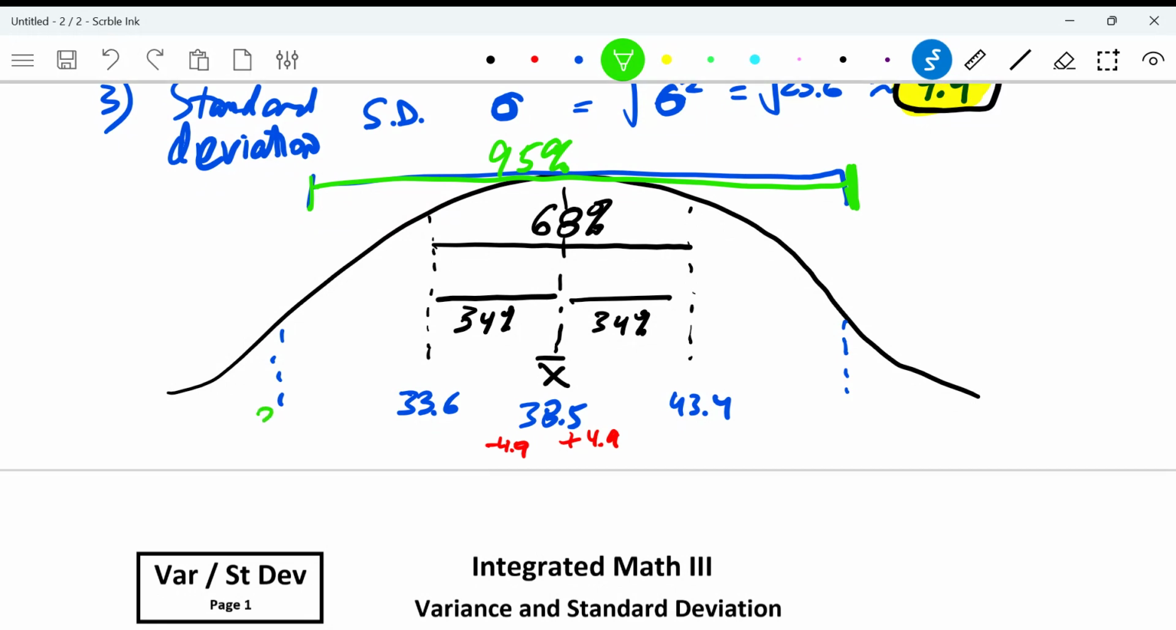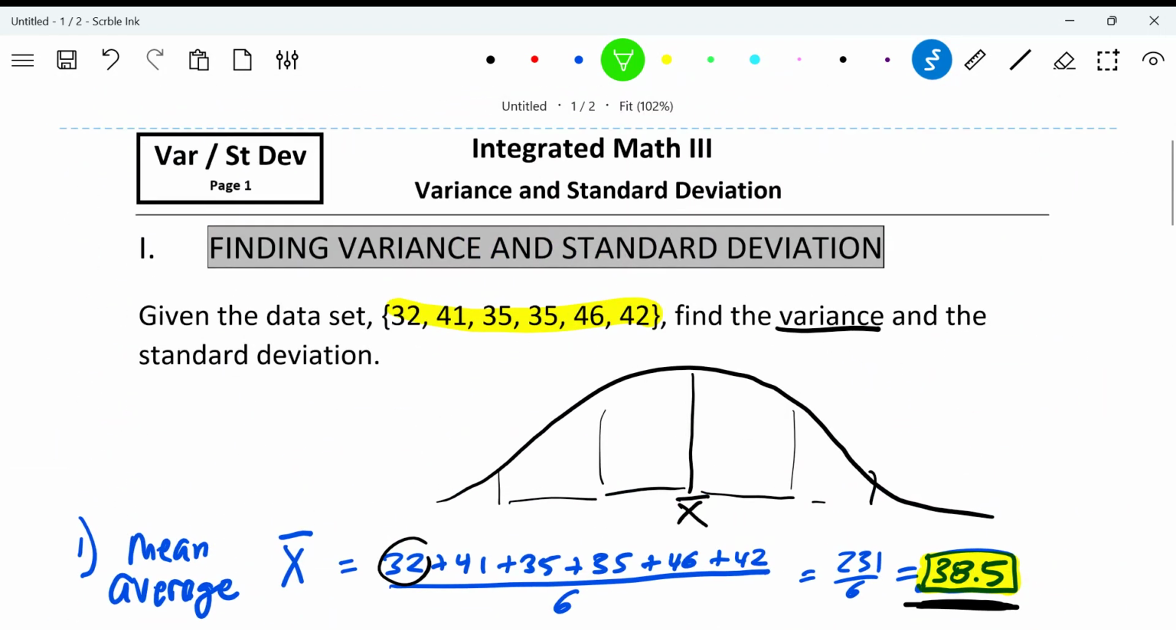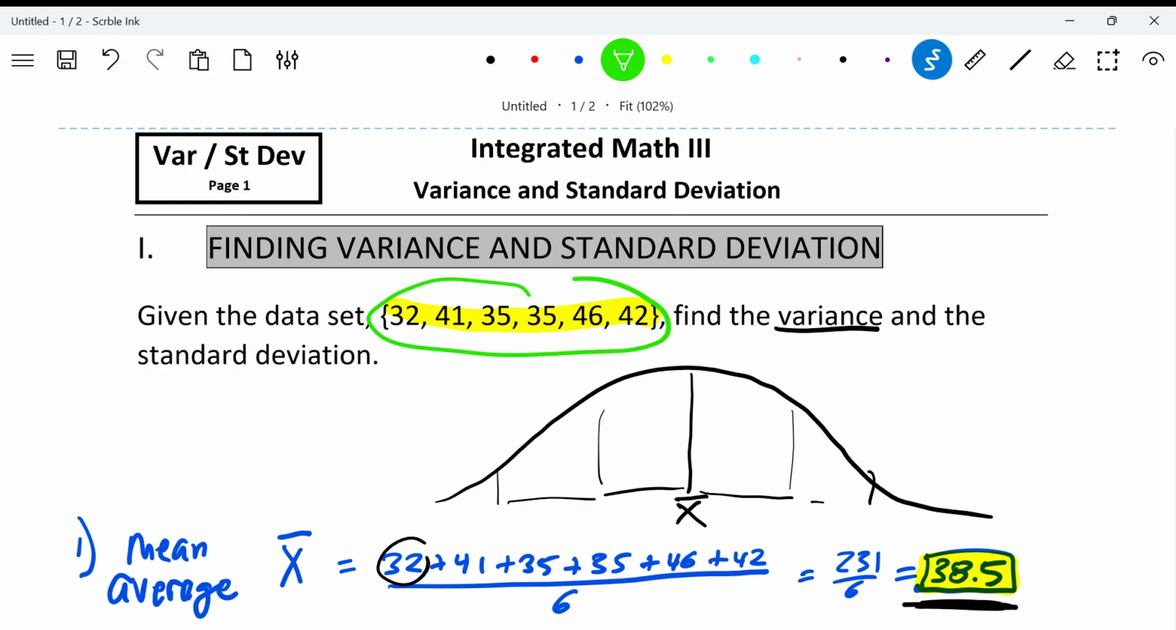28.7 and 48.3. So from 28.7 to 48.3 is 95% of the data. Now, as far as what the data is, we only had these numbers, but this is representative of perhaps 1,000 numbers.